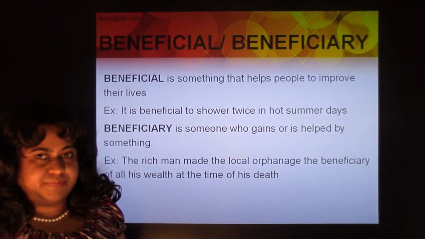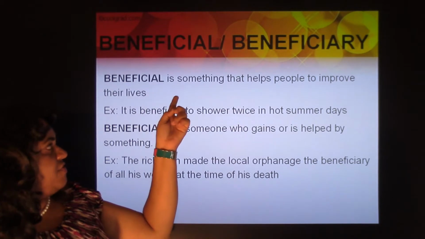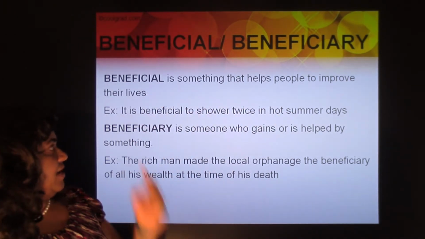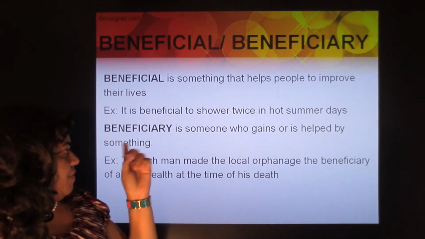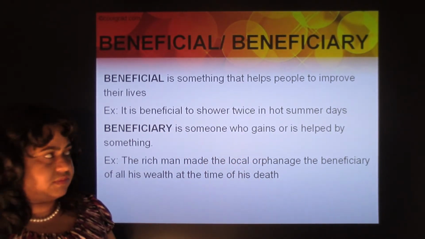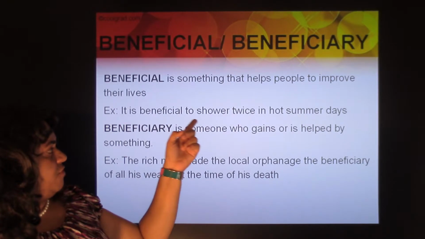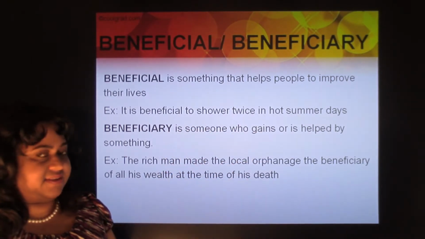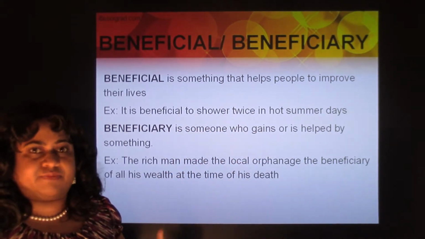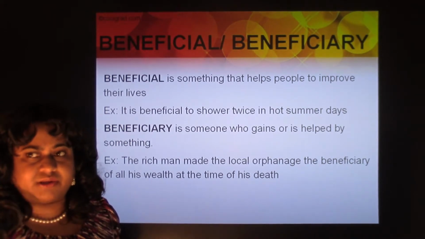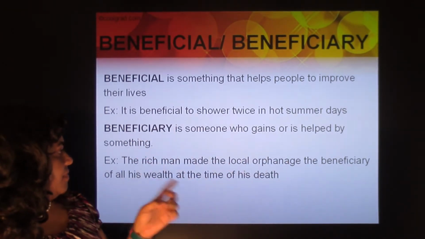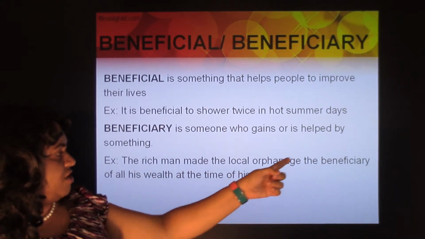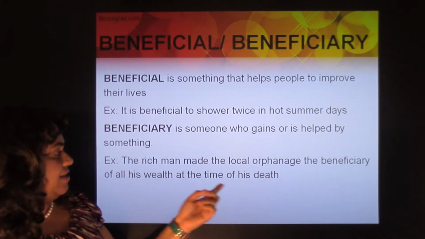Beneficial and beneficiary. So beneficial is something that helps people to improve their lives. A beneficiary is someone who gains or is helped by something. So it is beneficial to shower twice in hot summer days. Means it keeps all the bacteria away. It's beneficial to shower twice in hot summer days. Beneficiary is someone who gains or is helped by something. The rich man made the local orphanage the beneficiary of all his wealth at the time of his death.